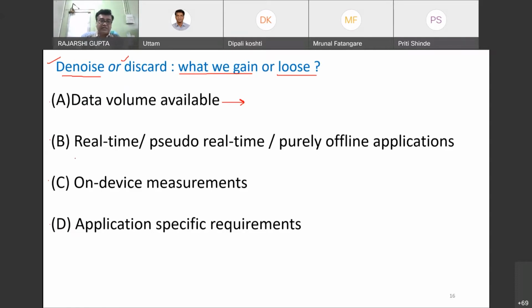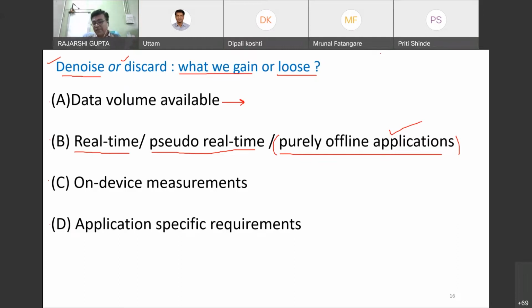Number 2 is whether my measurement is real time, pseudo real time, or purely offline. So let us start with the simplest thing, because most of us engaged in biomedical research do purely offline applications.